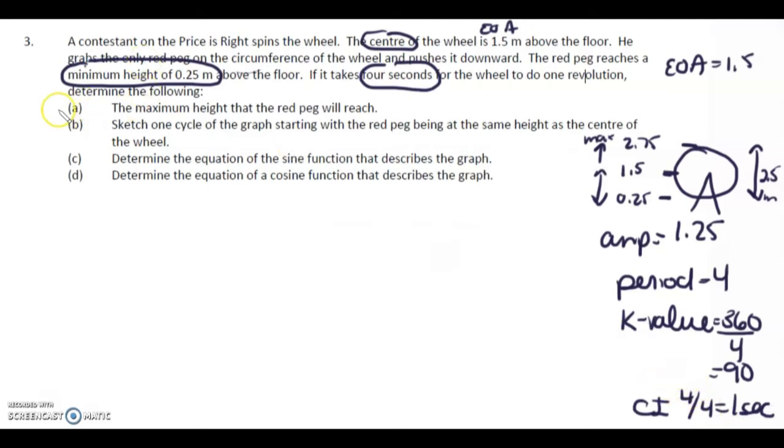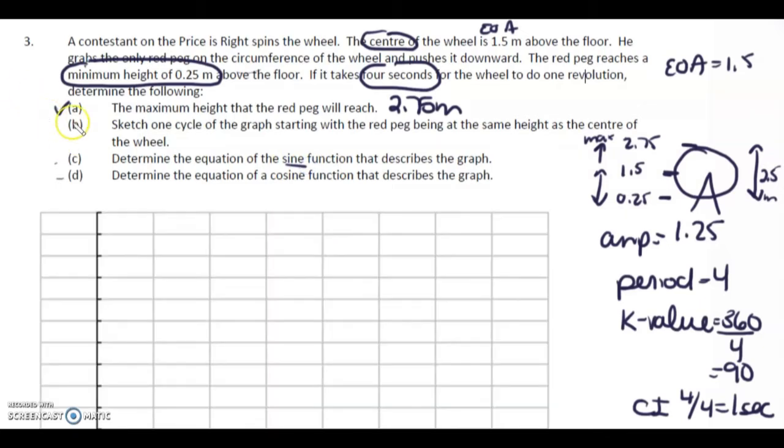So A we already did. What's the maximum height that the peg will reach? 2.75 meters. Let's do C and D, and then I'm going to paste in a graph here. So determine the equation of the sine function. Actually, let's graph first, because then we can read the graph. Let's go to B.